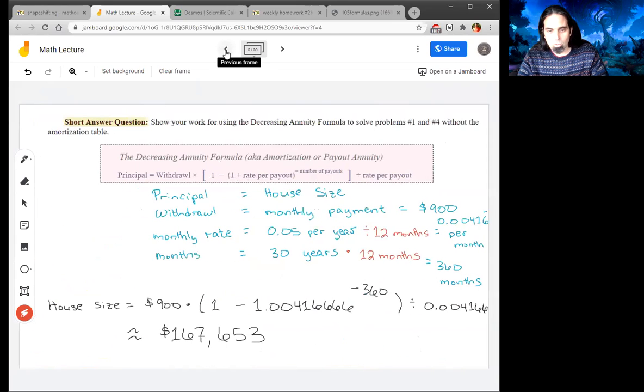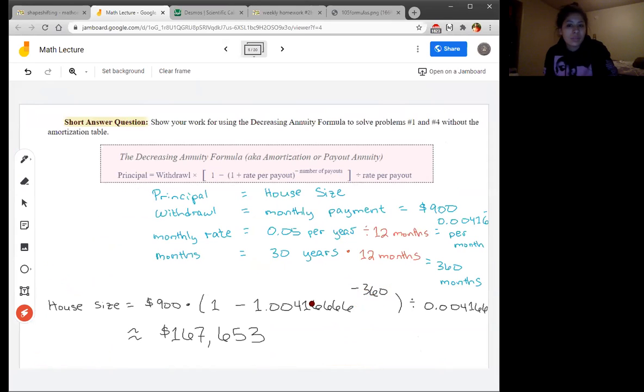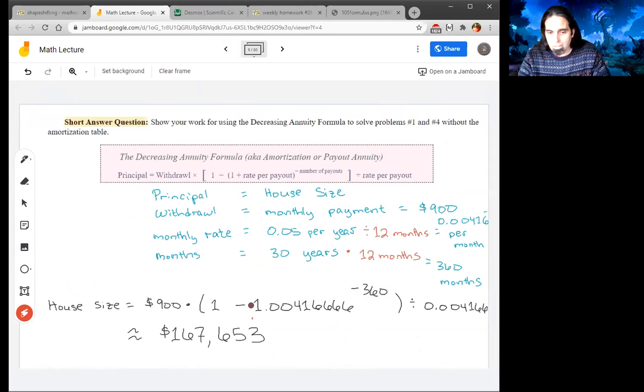So now back to the original question, why do we have a negative exponent here? Because the more months go by, the smaller this part is going to be. So the closer the whole parentheses will be to 1. 1 minus a smaller and smaller amount gets closer to 1. And then 900 times 1 gets closer to 900. So this whole thing is going to approach your monthly payment as the months get bigger and bigger.